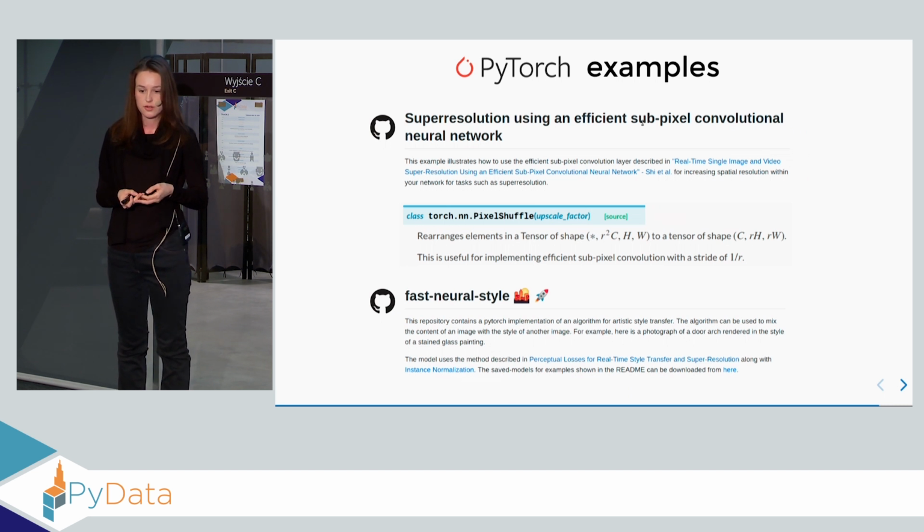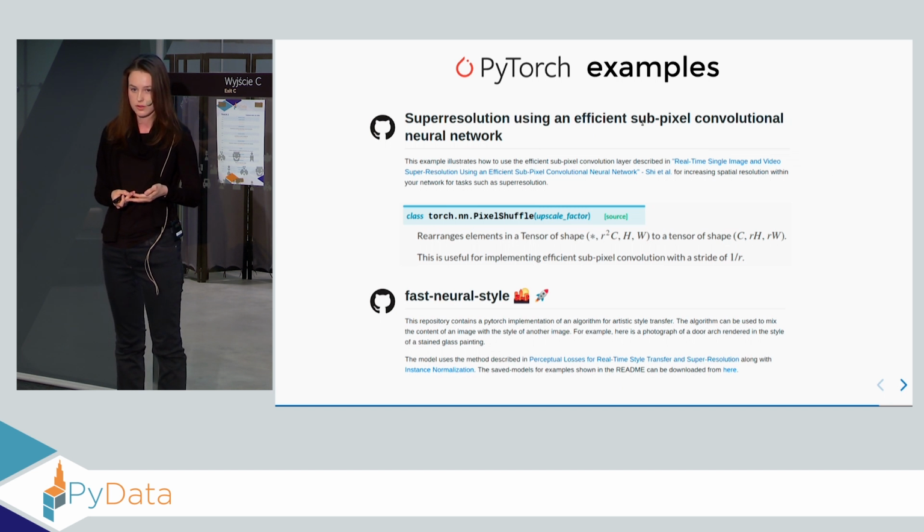But back to PyTorch, you also have the pixel shuffle layer, which is not trivial to implement by hand, but it's already there, so it was very convenient. And also in the PyTorch examples, there was this fast neural style, which uses perceptual loss. The perceptual loss for style transfer is a little more complicated than for super resolution, but it was to our advantage because we just cut out some parts of the code and we had a working perceptual loss.